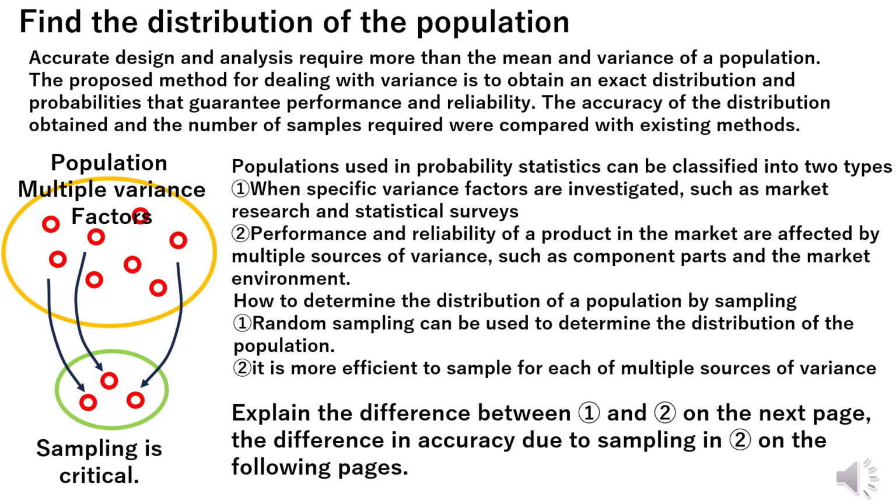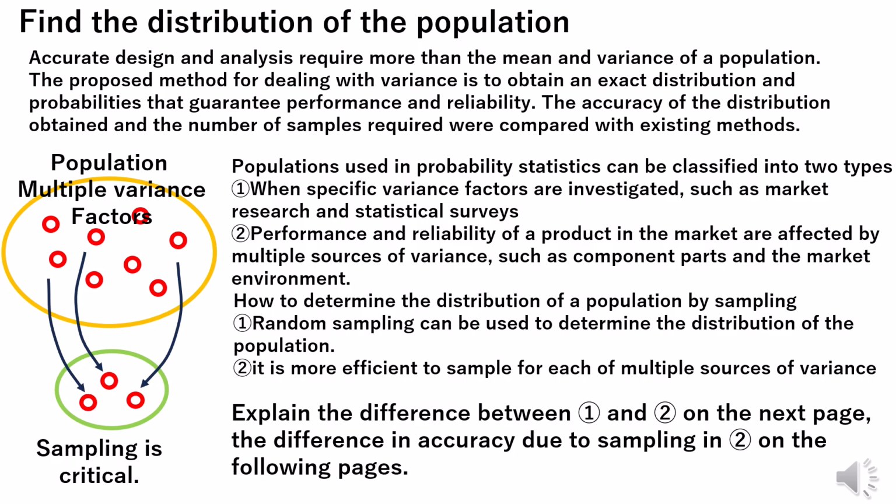In design using general probability statistics, the parameters that indicate the performance and reliability of a product in the state of market use are estimated as the mean and variance of a population. The designers then make a judgment as to whether or not the product satisfies the desired performance and reliability. When using standard deviation as the variance, it is assumed that the variance follows a normal distribution, and the portion that differs from the actual distribution shape is an error.